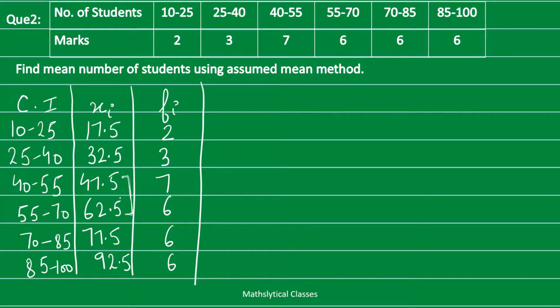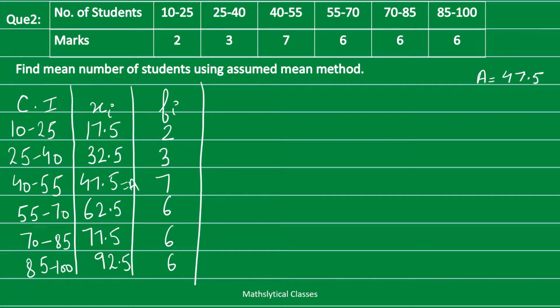But here you can see 47.5 is having a higher frequency. The frequency of 47.5 is 7. So it's better to take your A to be 47.5. So we'll take assumed mean A to be 47.5.